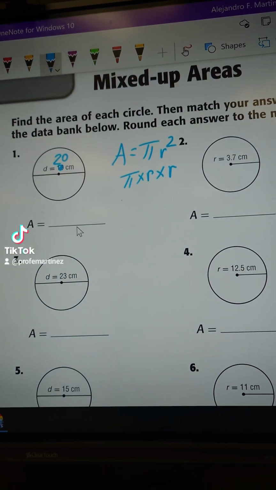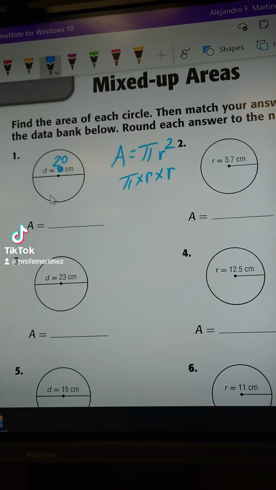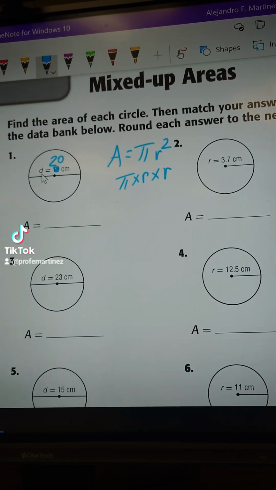And so first of all, let's see what they give us. First they gave us the diameter, d for diameter. So the diameter is equal to 20. But my equation wants the radius, so I'm not going to use that. I'm going to cut that in half, because half of the diameter is the radius, and the radius is 10.